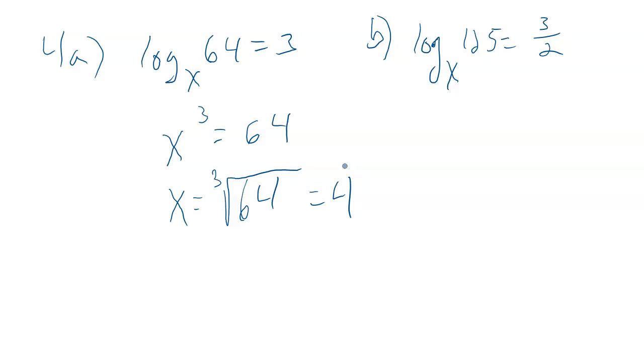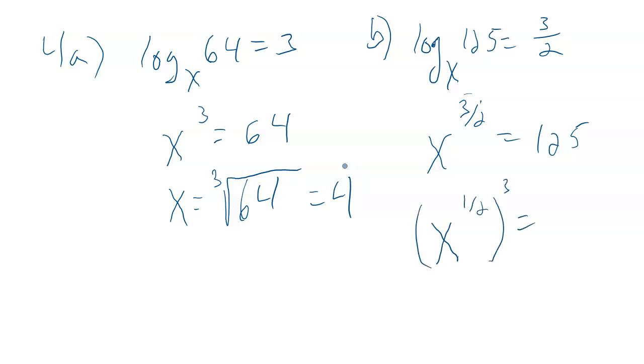Again, I'm going to write this in exponential form. X to the 3 halves is equal to 125. Let's see. I'm going to get rid of the 2, so if you think about it, this can be written as x to the 1/2 raised to the third power. And the reason we can do that is an exponent raised by an exponent, you just multiply those two exponents.